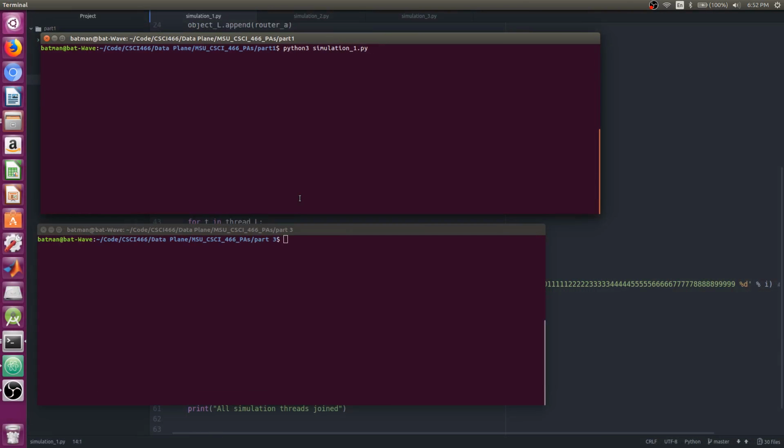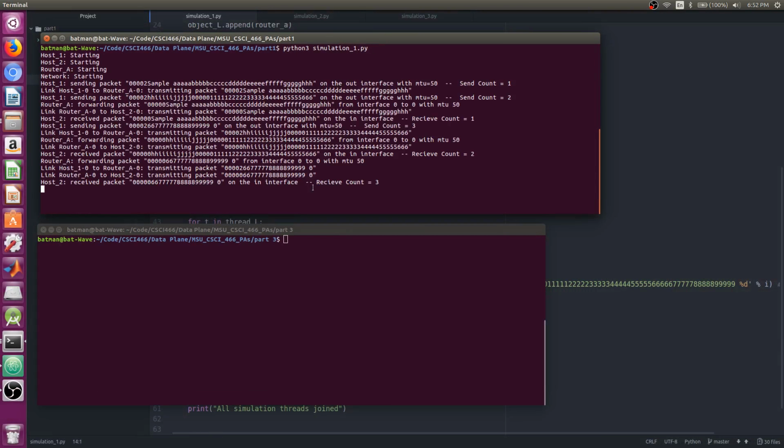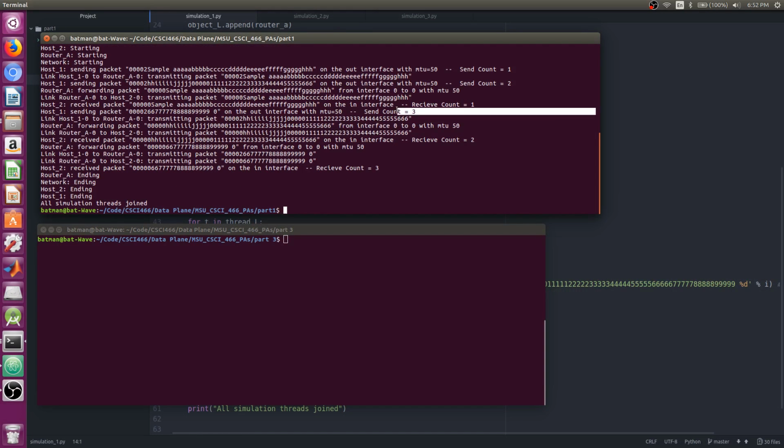So I will run the first part, and you can see it did send count 1, 2, and then send count 3 right here. So it broke the message up into 3 messages of 50, 50, and whatever is left. So those few characters there. And so that one, there's that one working.